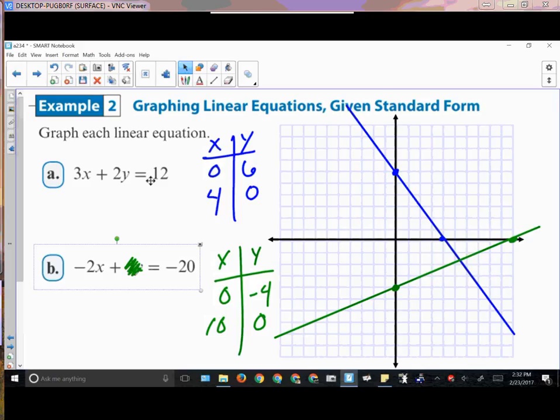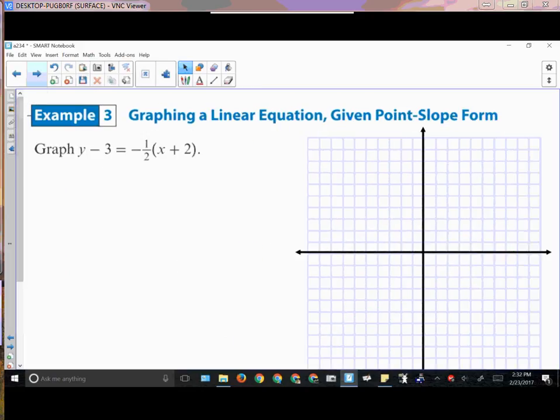Now, the only time that you really wouldn't want to use this idea is if the numbers don't go in nicely. 3 and 2 and 12, they go in nicely? No. 2, 5, and 20, they go in nicely. If you get ugly fractions, ugly decimals, then you have to do it in a different way. But this is a good way for doing standard form equations.